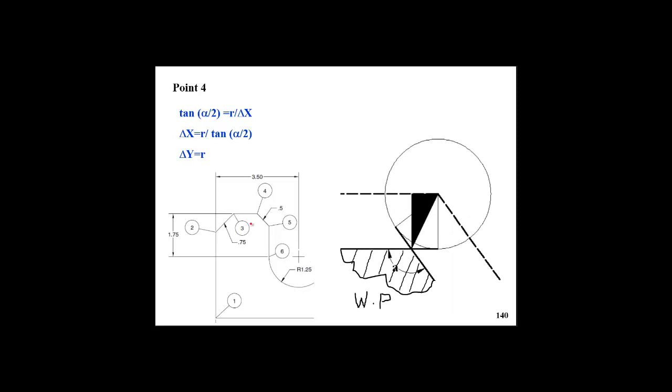Point number 4, when you come to point number 4, this is a triangle, this black triangle again, the one you have to look for, and that dy will equal r. And if that angle is A, so that angle is A divided by 2. So in that case, you can use tan of this angle will equal r divided by dx, and that will be dx. So you can very simply get dx.